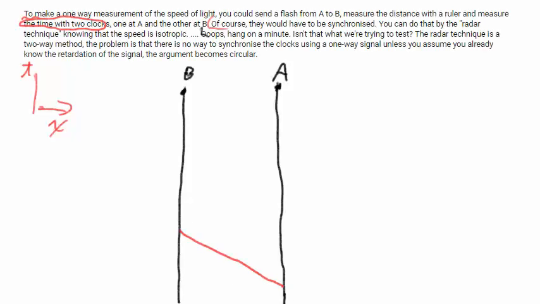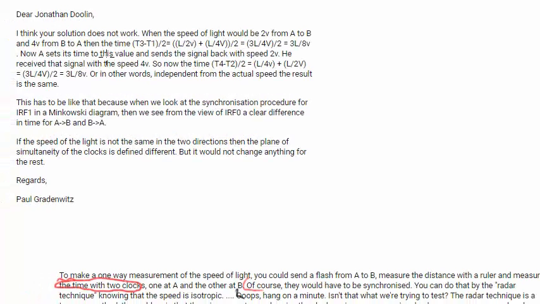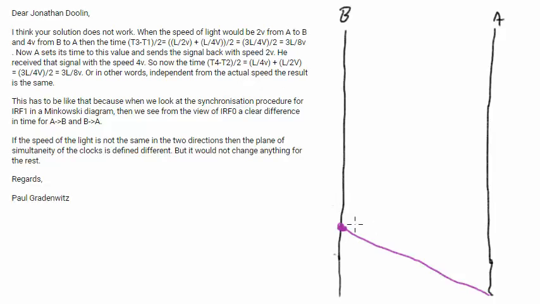Let's go back to Paul's response to me earlier, where in fact we technically know that they aren't isotropic. So we'll have two parts of this. The first part is going to be, here's point A, here's point B, and these are attached by a stationary ruler. And he says the speed of light is 2V from A to B. So that means we're going to have a ray going like that, and 4V from B to A, which means it's going to take half the time coming back.